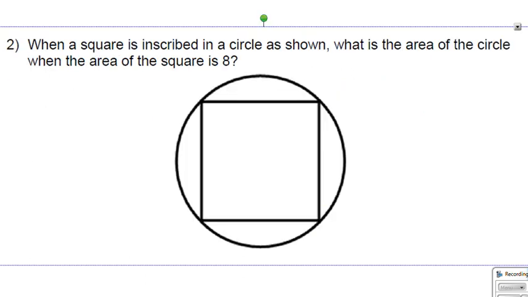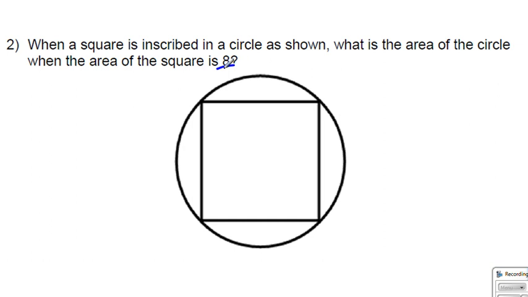All right, let's look at number 2. Here, a square is inscribed in a circle as shown, and what is the area of the circle? Now, the area of the square is 8. Okay, so how are we going to do this one? Among many things which you can do, if you realize the relationship between the square and then the circle, then that will be the best.